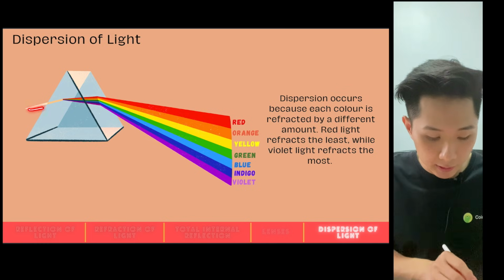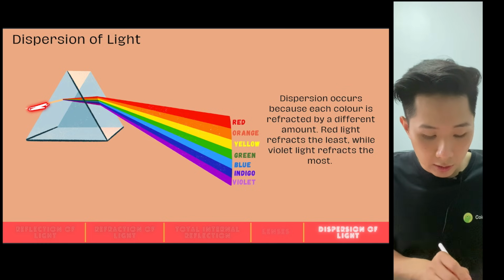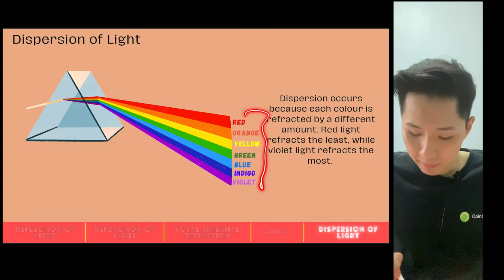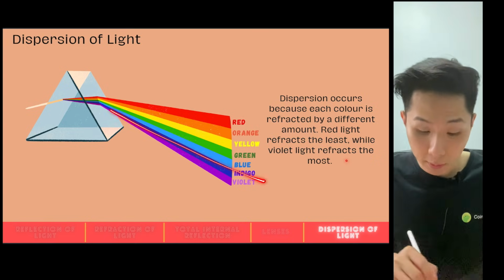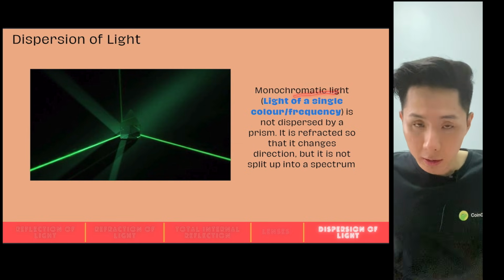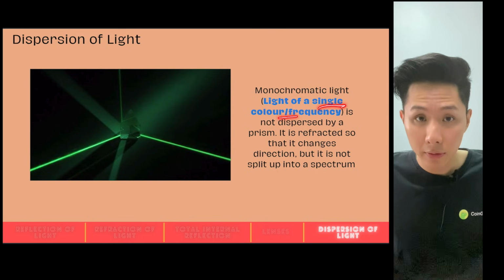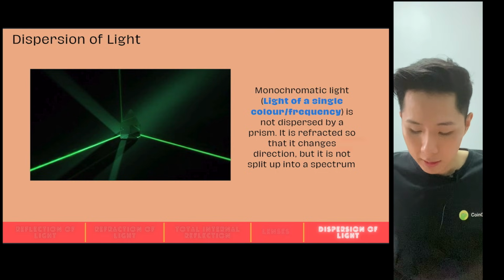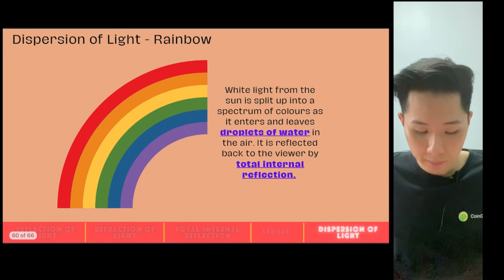So as I said, light is a combination of different colors. When it travels to another medium, because these lights refract differently, you get to see different colors. Red color refracts the least, while violet color refracts the most. But of course, if you were to emit a monochromatic light, which is a light of single color or frequency, not white light, it will be refracted so that it changes direction, but it is not split up into a spectrum.